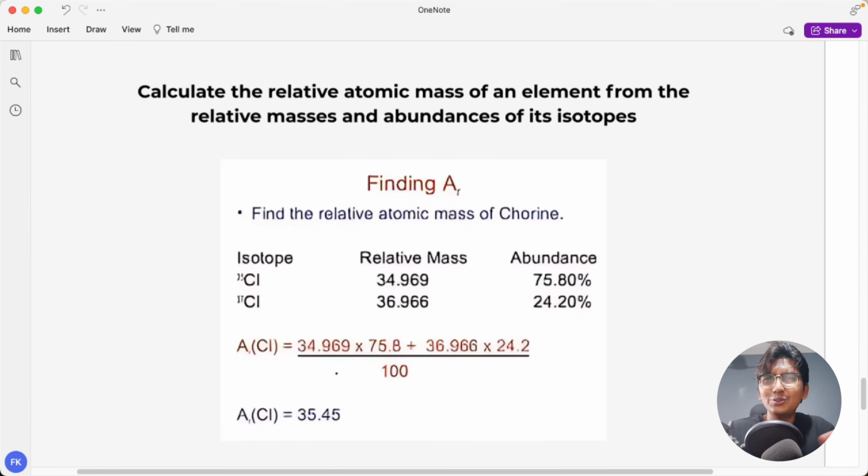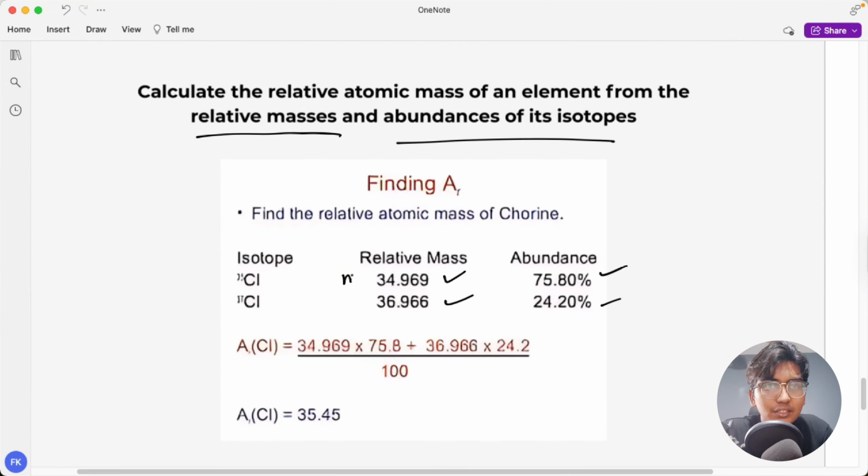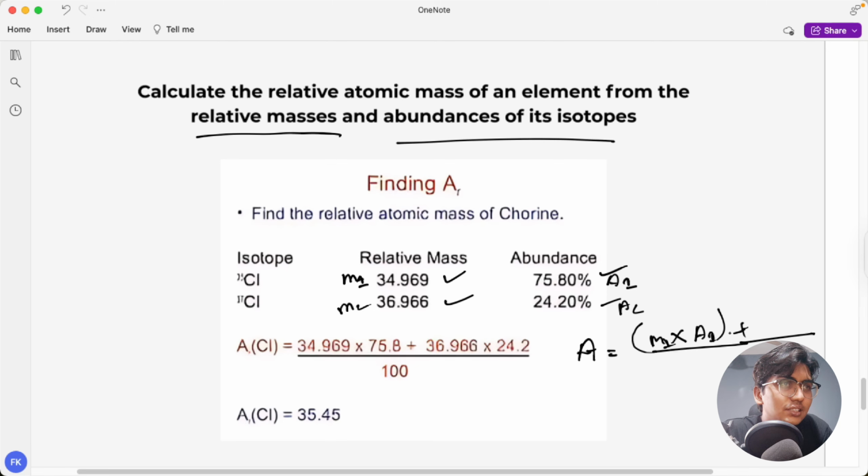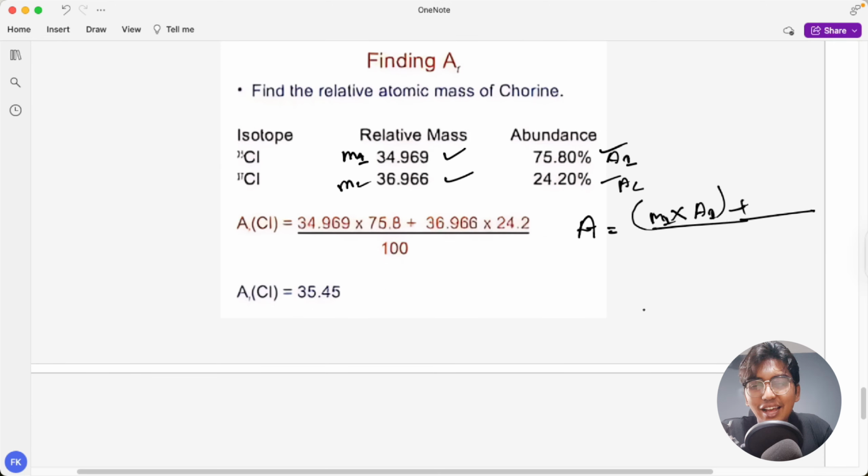Now let's look at how you would calculate the atomic mass of an element from the relative masses and abundances of its isotopes. For example, these are two examples, chlorine 35 and chlorine 37. As you can see, their mass number is given, relative mass is given, their abundance is also given. So let's take the masses M1, M2 and the abundances A1, A2. The simple formula is the relative atomic mass is M1 into A1 plus M2 into A2 divided by 100.